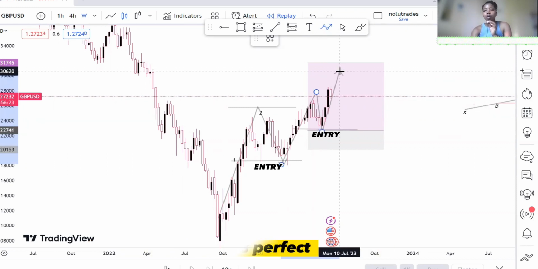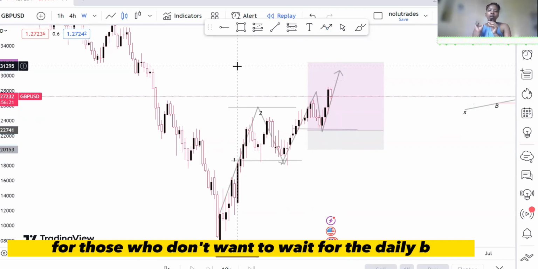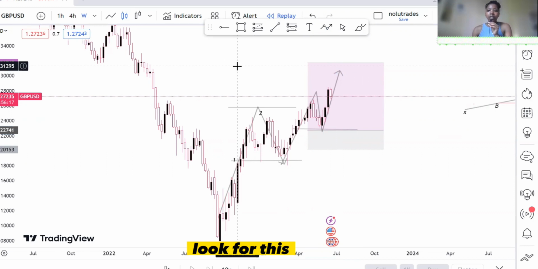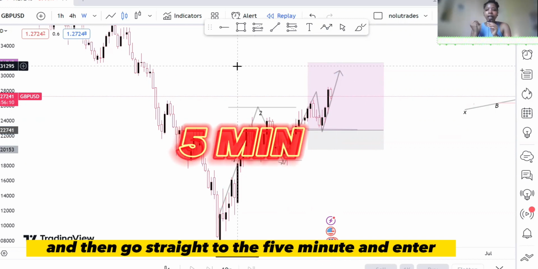But this is perfect for those who don't want to wait for the daily bias. You want to go to your 1 hour, straight to your 1 hour, look for this strategy, or look for this pattern rather, and then go straight to the 5-minute and enter.